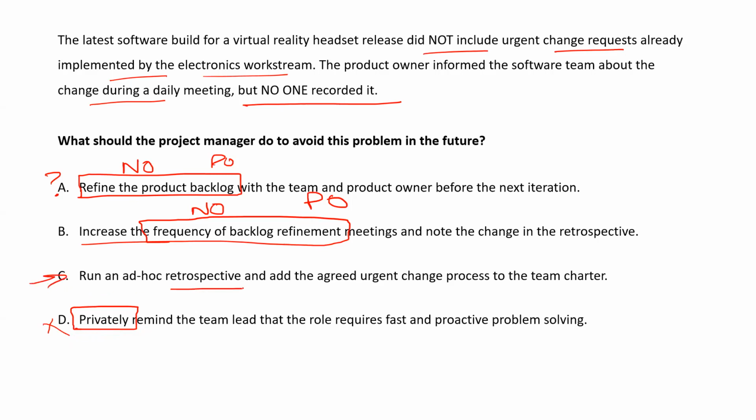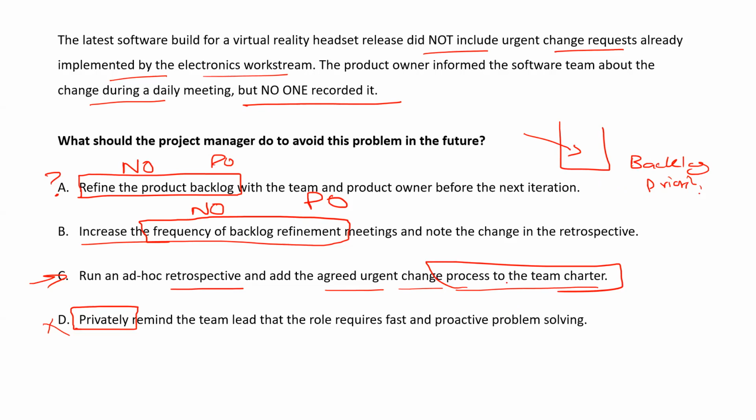Run an ad hoc retrospective and add the agreed urgent change process to the team charter. Because by Agile, you cannot bring the change into the daily meeting. Any change or any new requirement should go into the backlog, and then it should be prioritized. If you have something urgent, please make sure that we update our process. Otherwise, it will keep happening, because they are asking how to avoid it. So we will update the process so it should not happen again. Point clear?